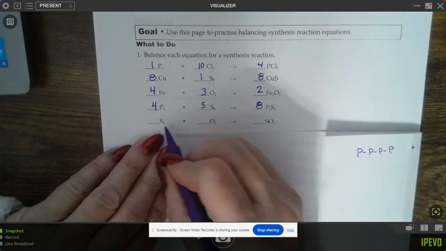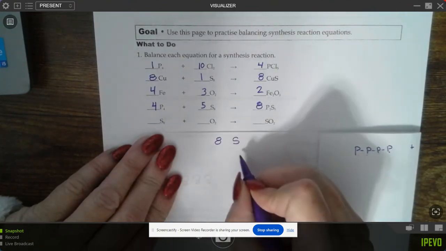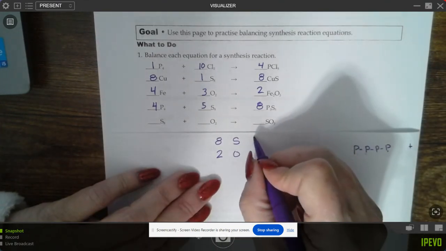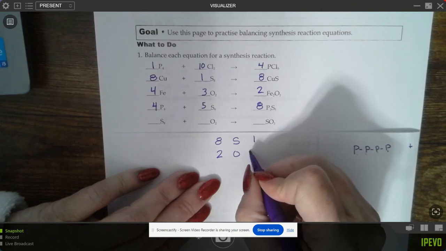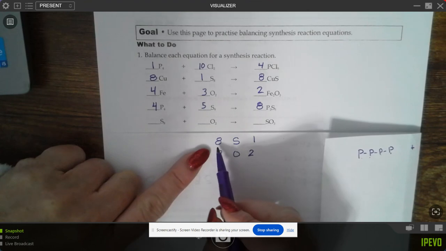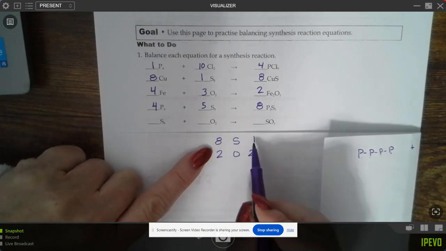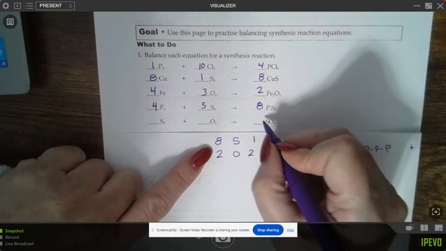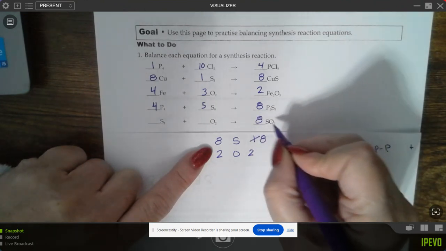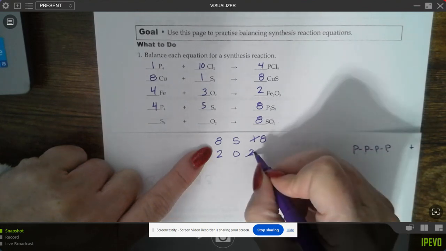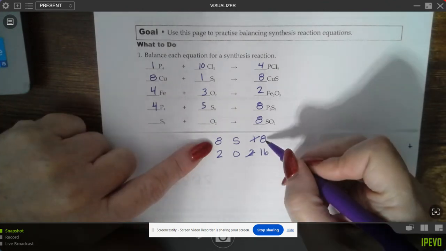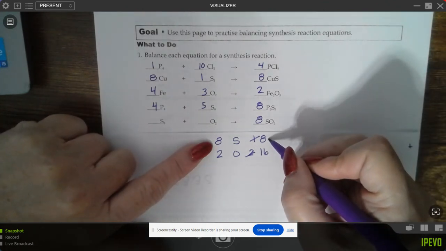So this is S8, so I've got 8 sulfur. O2, I have 2 oxygen. Here I have 1 sulfur and 2 oxygen. All right. Oh, this one's not terrible. I need to have 8 sulfur over here. So if I put an 8 in front of the SO2, that gives me 8 sulfur. 8 times 2 gives me 16 oxygen. Okay. So now I have 8 sulfur on each side, so that's balanced.